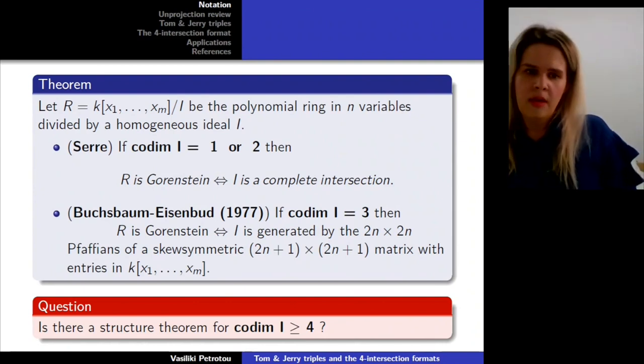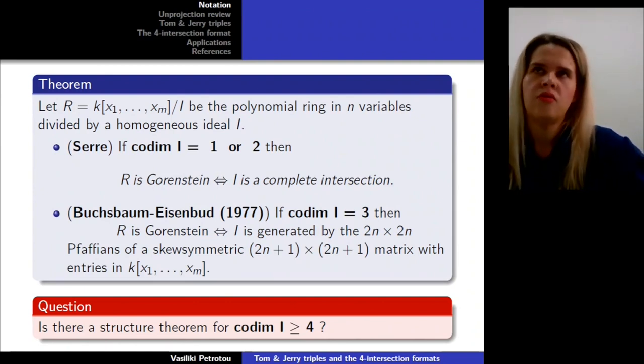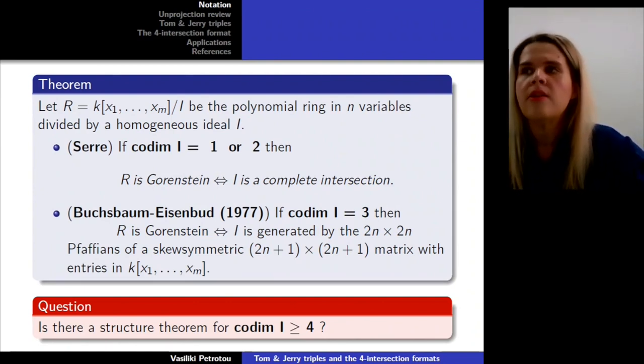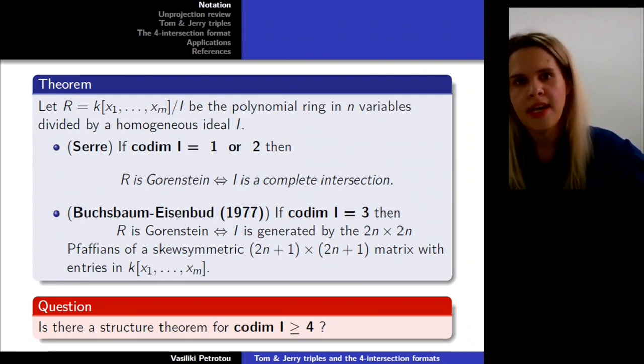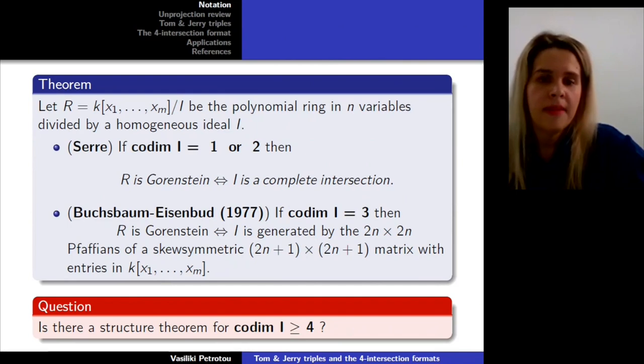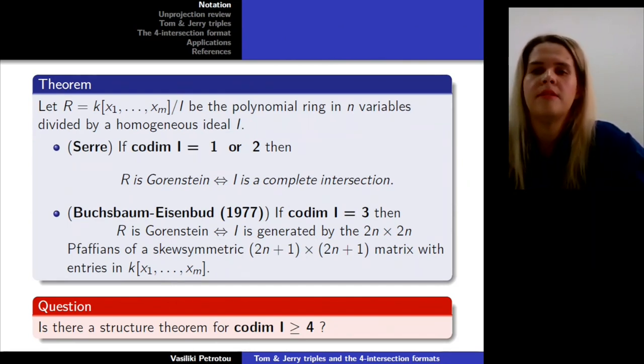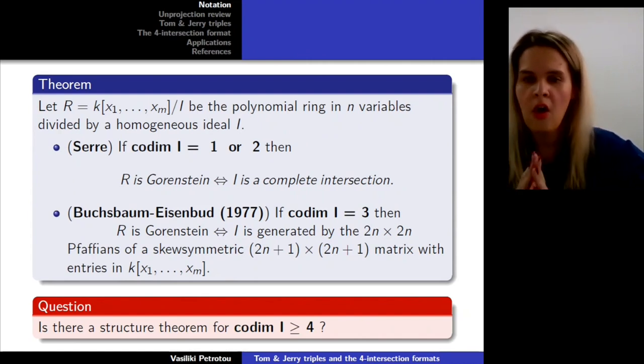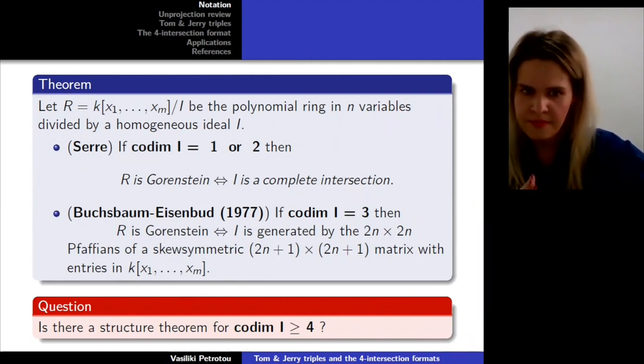So at this point, we pose the following questions. What about Gorenstein rings of codimension greater than or equal to 4? Is there a good structure theorem? That is, a theorem which describes the exact form of the ideal in this case.